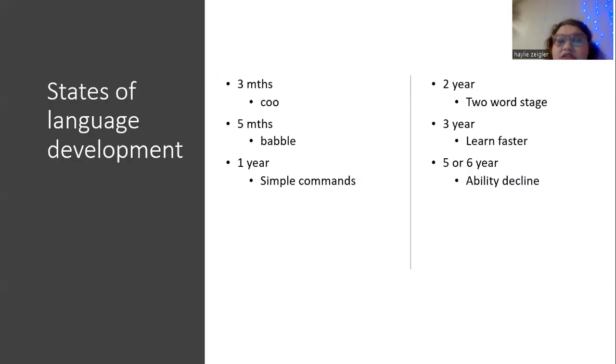There are many different stages to language development. At 3 months old, we start to coo. At 5 months old, we start to babble and say different syllables. This is often when we interpret someone's first words. It's just a stringing together of syllables that eventually make a word.